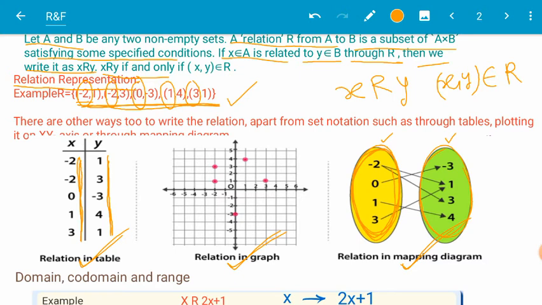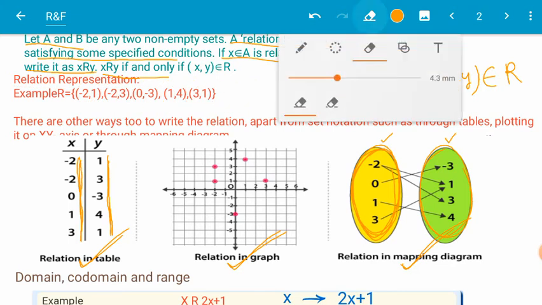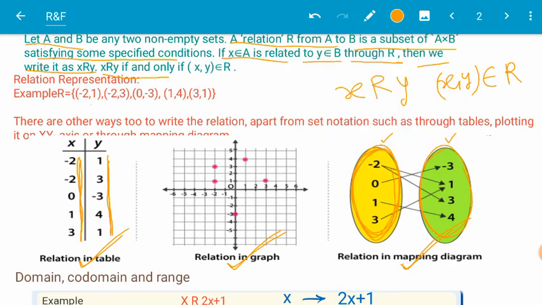What second elements do we have here? You can see the second elements: 1, 1, 3, -3, 4, 1. 1 is coming several times, so writing it 1 time is enough. So -3, 1, 3, 4.